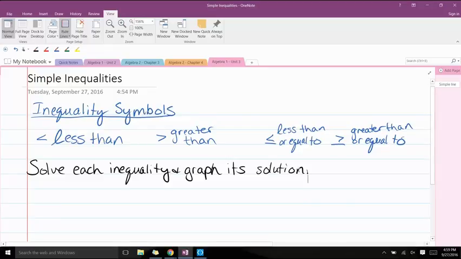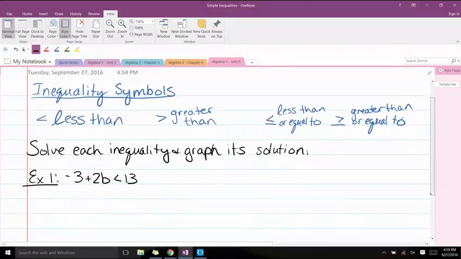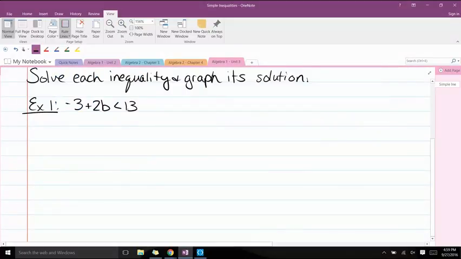Okay, so let's see how that affects our solution. So the first one we're going to look at is -3 plus 2b is less than 13. Okay, so as I said earlier, you are going to solve this just like you would solve any equation, just to start off. Okay, so in the equation, we would get b alone.